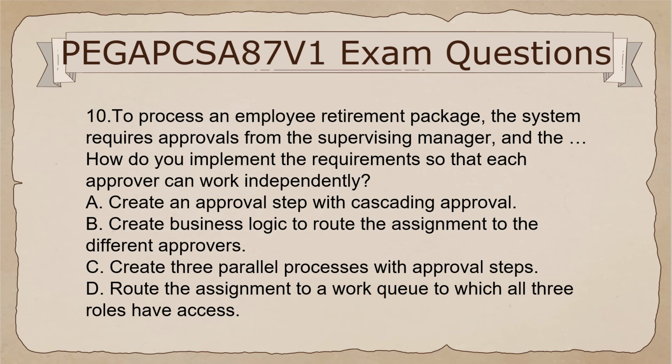10. To process an employee retirement package, the system requires approvals from the supervising manager and other roles. How do you implement the requirements so that each approver can work independently? A. Create an approval step with cascading approval. B. Create business logic to route the assignment to the different approvers. C. Create 3 parallel processes with approval steps. D. Route the assignment to a work queue to which all 3 roles have access.